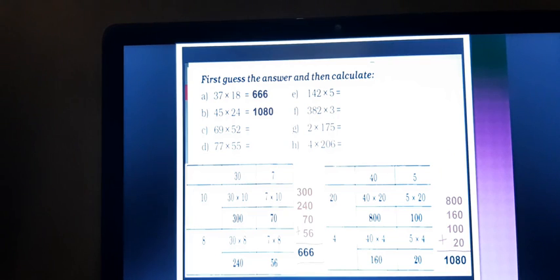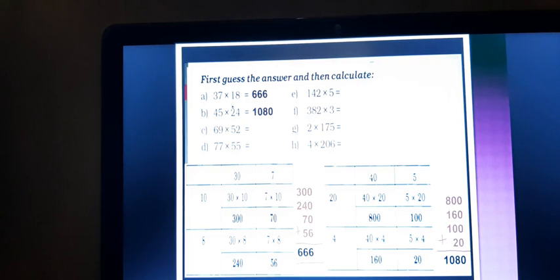So, one more calculation is given in your textbook there. These are the find, guess the answer and then calculate. These all you have to solve by applying this box method. This way you can solve it. One example I will show you. Already I showed you how this table should be used and how to calculate, but one more I will show you.